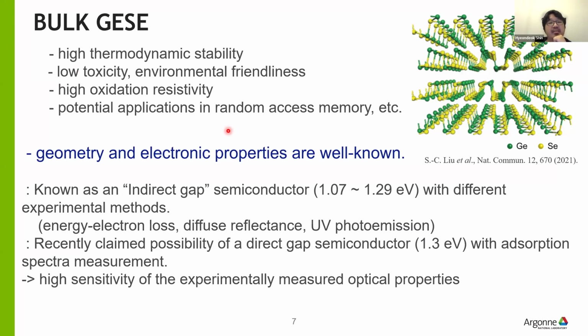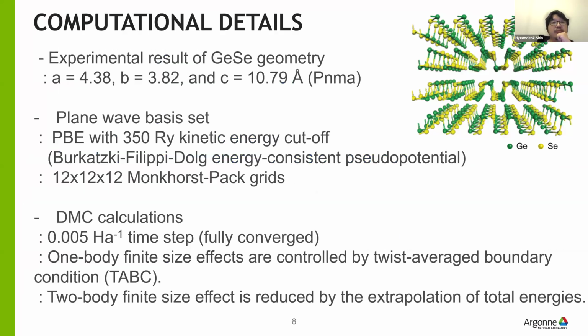And this bulk system is known as an indirect gap semiconductor, but there is also a claim that it may be a direct gap semiconductor. The difference between direct and indirect gap is very small, and its optical property depends somewhat on the way of measurement in the experimental approaches. So let us do some QMC calculations for the bulk system to confirm its electronic and optical properties, and show how accurate the QMC approach is for describing this bulk system.